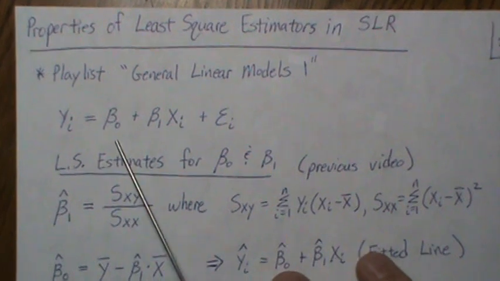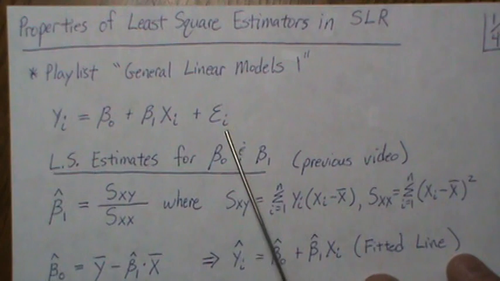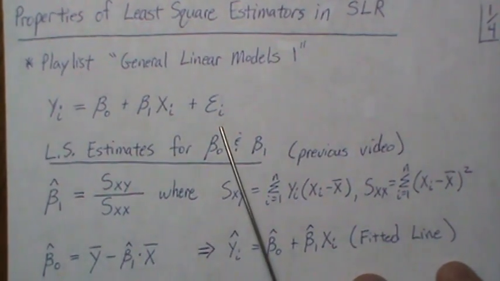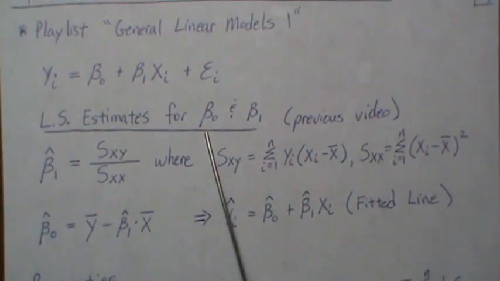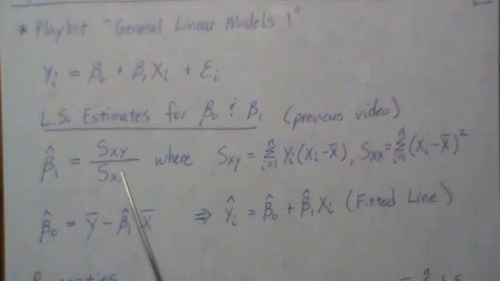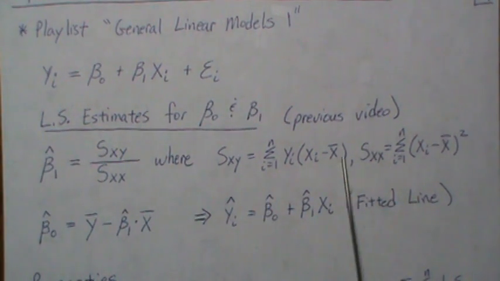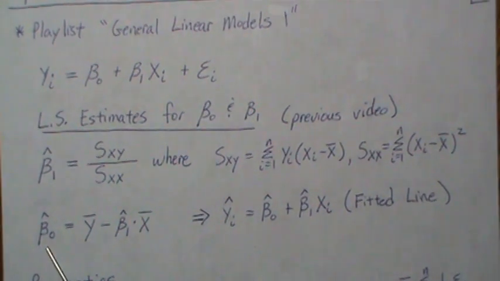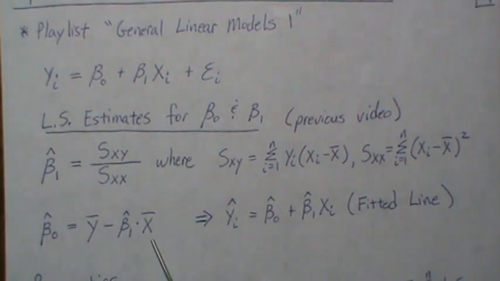Here is the line, y_i equals beta naught plus beta 1 x_i plus epsilon. This was the error term. More details are in the videos just before this one. Then we derived least squares estimates for our beta parameters, and they were this, where S_XY is this sum and S_XX is this sum. The least squares estimate for beta naught hat was y bar minus beta 1 hat x bar.